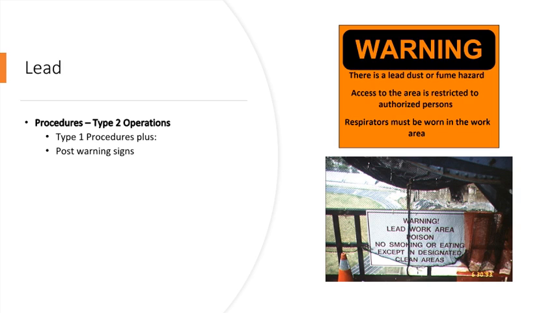Removal of lead-containing coatings or materials by scraping or sanding using non-powered hand tools. Manual demolition of lead-painted plaster walls or building components by striking a wall with a sledgehammer or similar tool. Type 2B operations include spray application of lead-containing coatings.